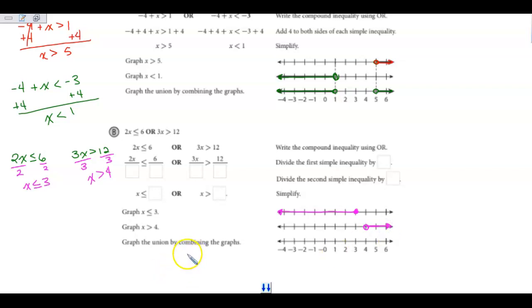If I were to graph the union, it would be a closed circle at 3 going left, and an open circle at 4 and to the right. So this is saying that the only numbers that will not work are numbers greater than 3, but less than 4. Okay?